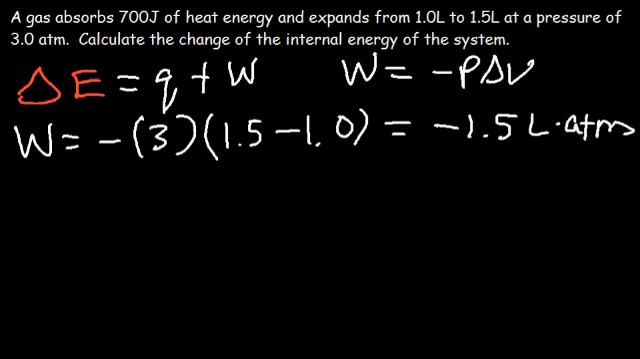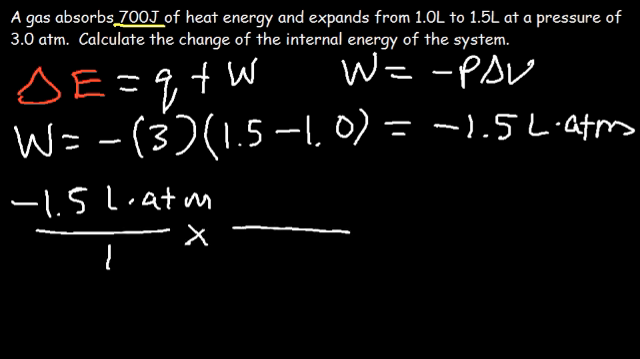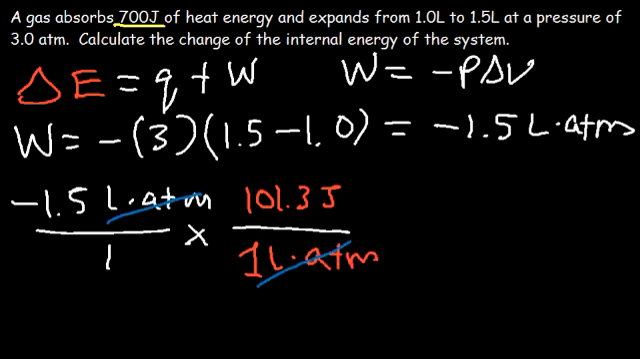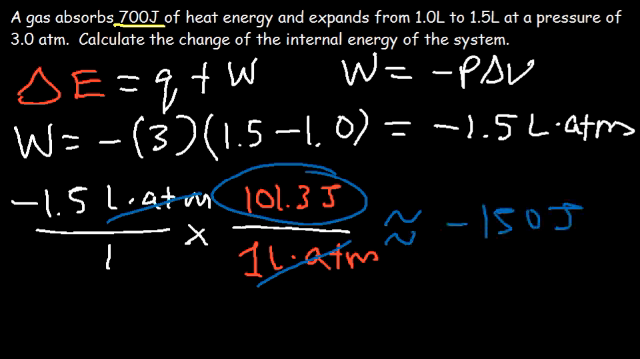Now notice that Q is in joules, but right now we have liters times atmospheres, so we need to convert that to joules. The conversion factor that we need is 101.3 joules is equal to 1 liter times 1 atm. So these units cancel. For the MCAT, we really can't use a calculator, so let's say this number is about 100. 1.5 times 100 is approximately negative 150 joules.